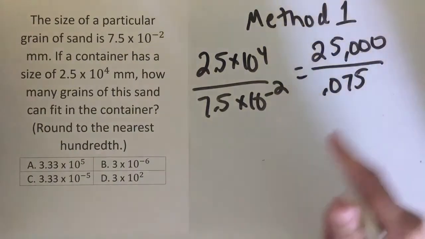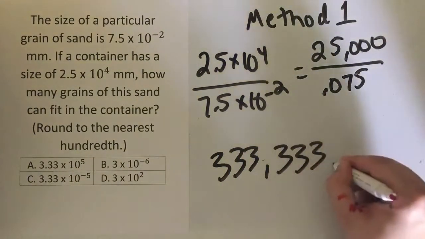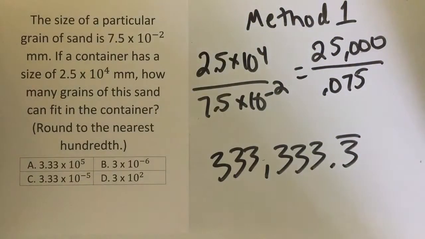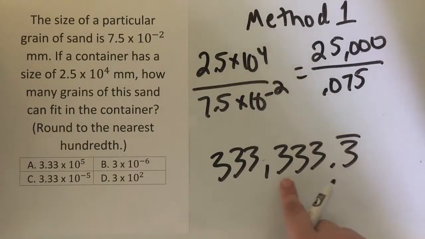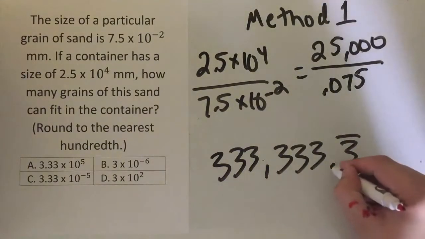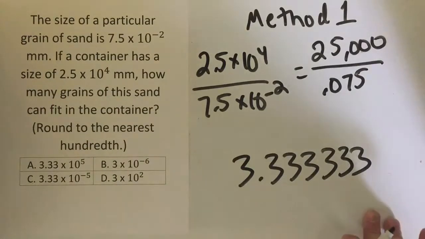If you divide these two, you end up with 333,333.3 repeating. To change this back to scientific notation, we have to have only one number in front of the decimal. Well, currently there's 1, 2, 3, 4, 5, 6. So we'll move the decimal 5 places to the left.